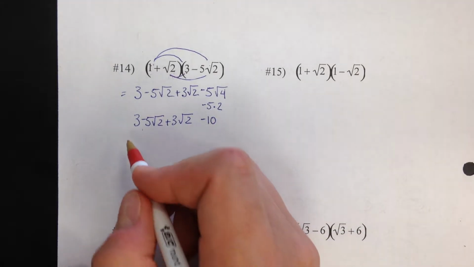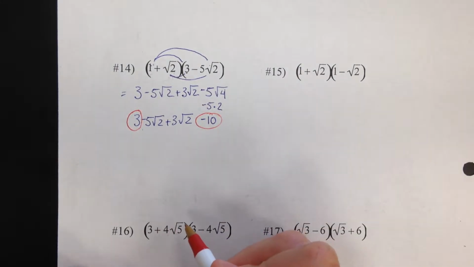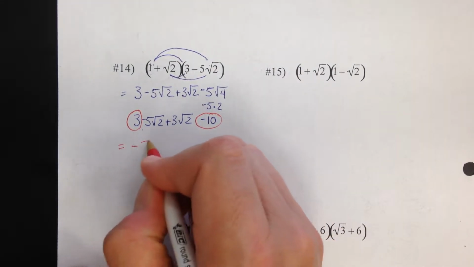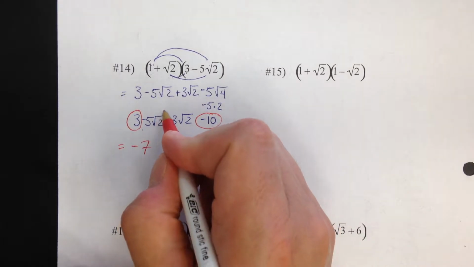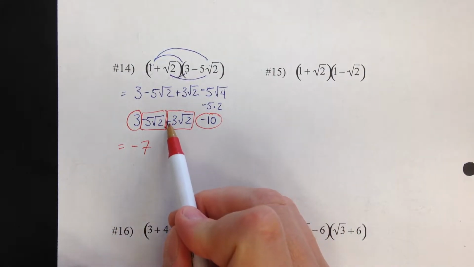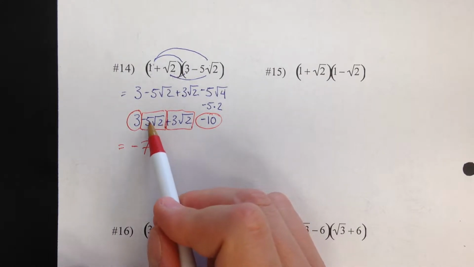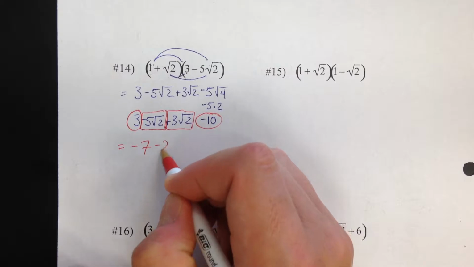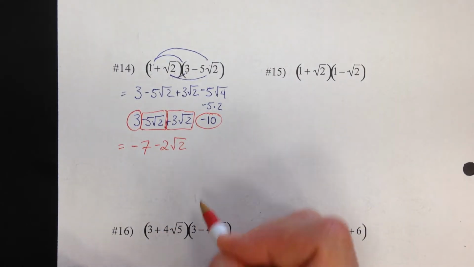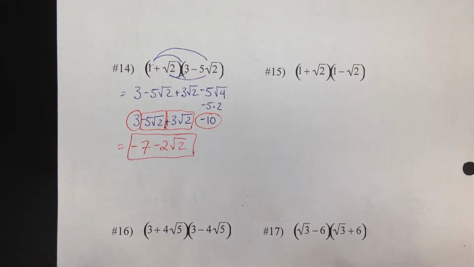Now we can combine some things. Positive 3 minus 10. 3 minus 10 is negative 7. And then you have minus 5 root 2 plus 3 root 2. We can add these because we have the same number underneath the radical symbol. Negative 5 plus 3 is minus 2 square root 2. And that's as far as we go. So the answer is negative 7 minus 2 square root 2.